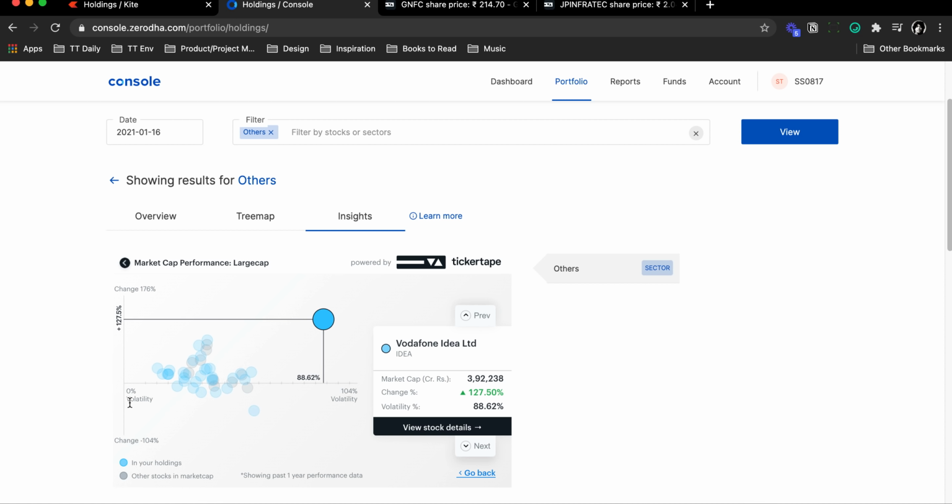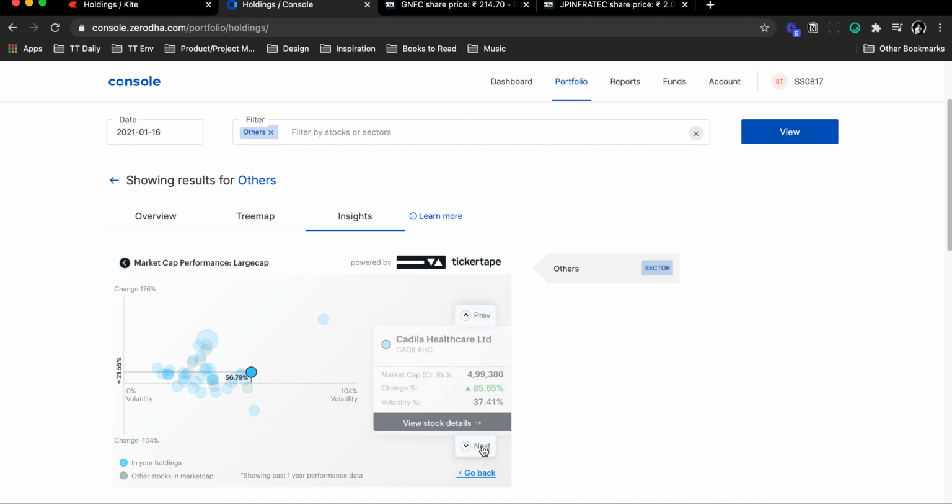So the same analysis which we do for a sectoral view, we take a set of companies which belong to that sector, and we plot them from the lowest change to the highest change percentage, and the lowest volatility percentage to the highest volatility percentage, right? And this is done for companies that are in your holding and companies that are not in your holding as well. So this gives you a very good indication of whether you have invested in the best performing companies in that sector or not, right?